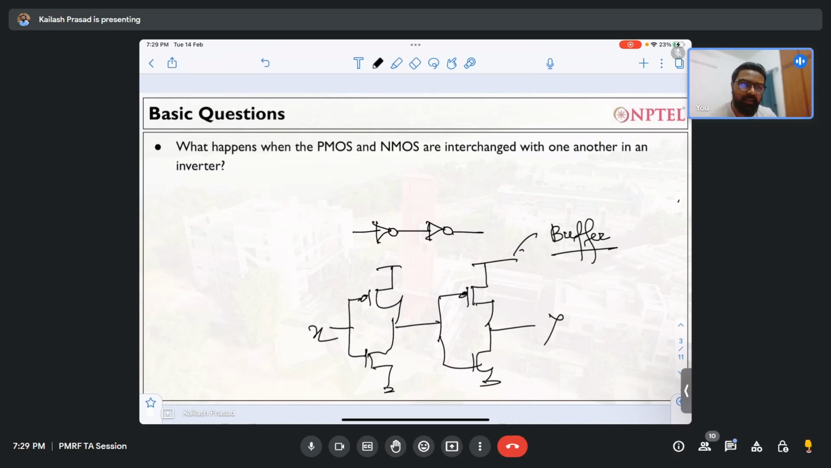And that's the reason in the NPTEL lecture also we take some time to make sure that you understand all the aspects of inverter in greater detail.